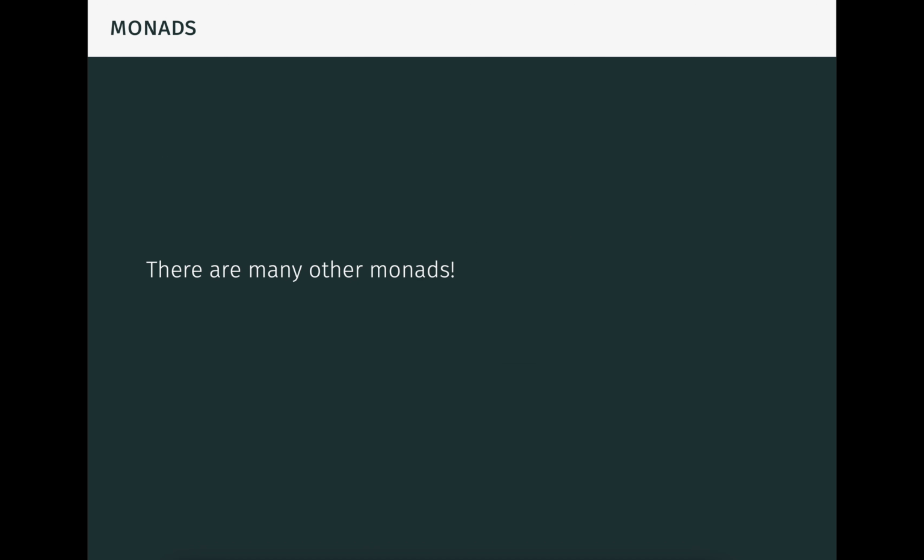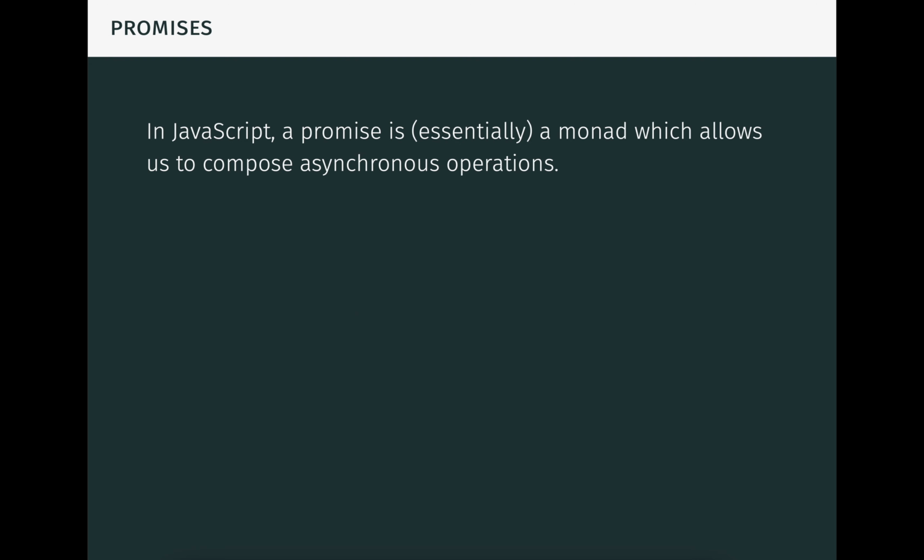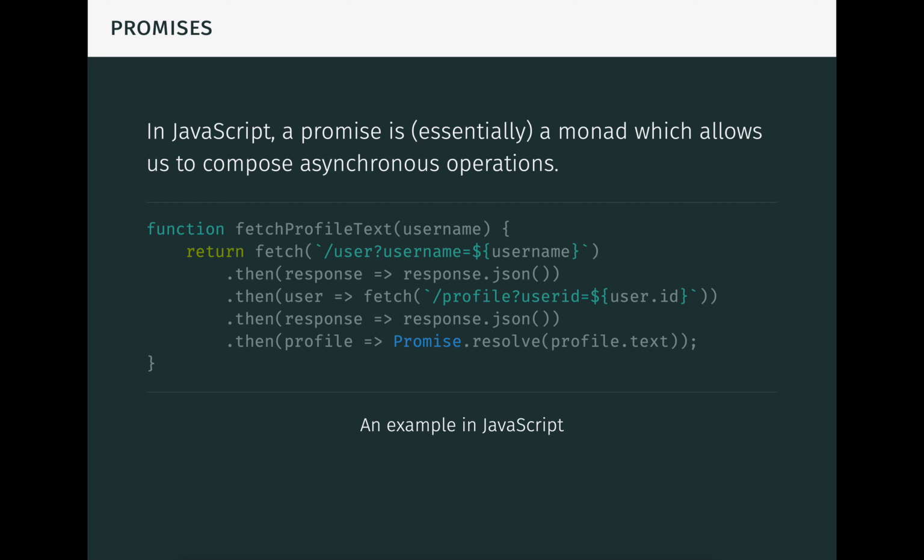There are many other monads out there. Each monad allows us to compose operations in some context. So far, we've explored the context of non-determinism. In JavaScript, a promise is essentially a monad which allows us to conveniently compose asynchronous operations. Here's an example function which fetches the profile text for a user by username on some platform. Since the platform itself is fictitious, let's just call it X.